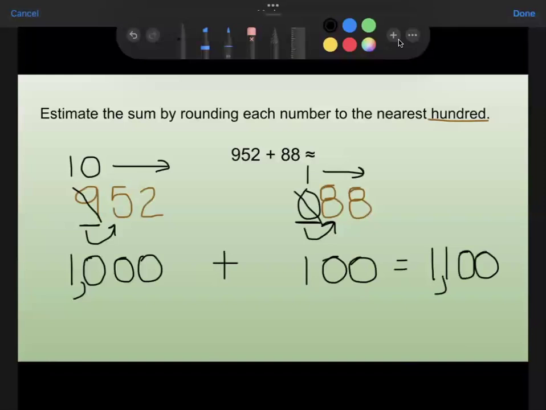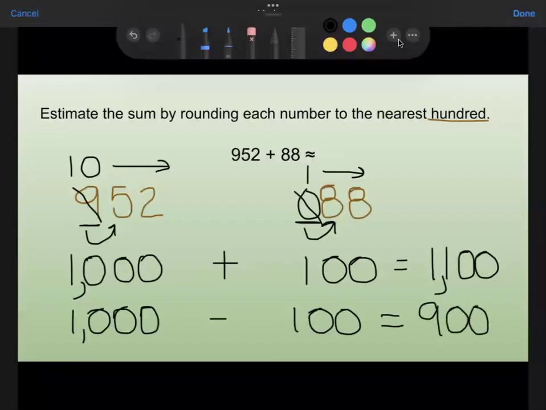Now, if I needed to estimate the difference of these two numbers, I would do the same thing. I would still round them just like I did. The only difference is I would subtract them. So if I was going to do this minus this, well, 1,000 minus 100 is about 900. So if we were estimating the difference, it would be about 900.